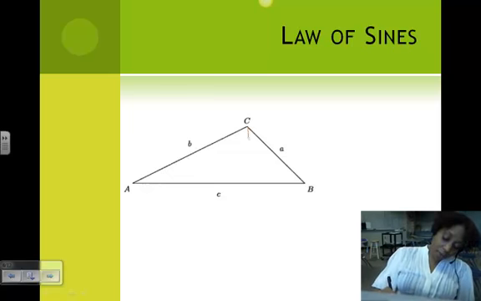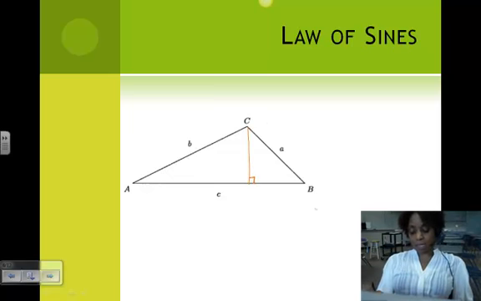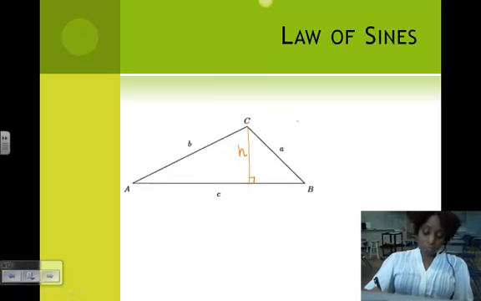If I were to drop the altitude, or the perpendicular, from angle C to side c there, I really have two right triangles: angle B, side a, and I'm going to call the altitude h for height. And then I also have another right triangle right here with angle A, with h and b. So I realize that h is opposite of angle B, and a is the hypotenuse of this smaller triangle. So I could say that the sine of angle B is equal to h over a.